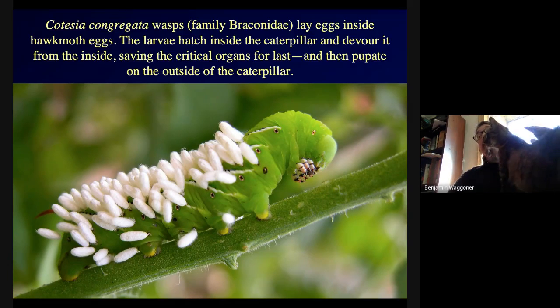When I was a kid, my mom used to grow a lot of tomatoes, and I can remember seeing one of these parasitized caterpillars one day, walking around looking like it had been stabbed with a handful of Q-tips.